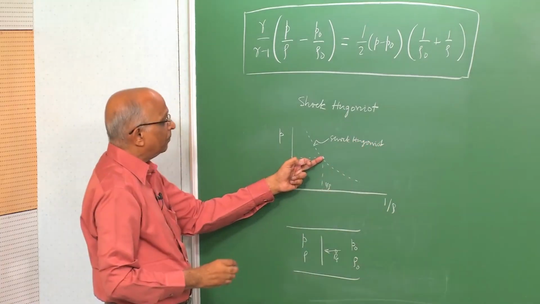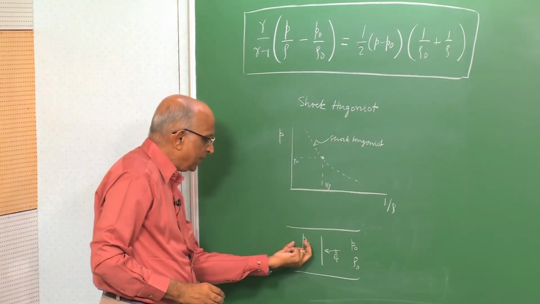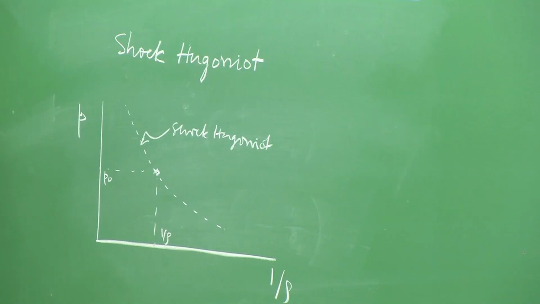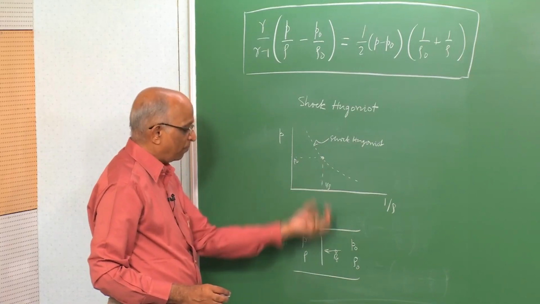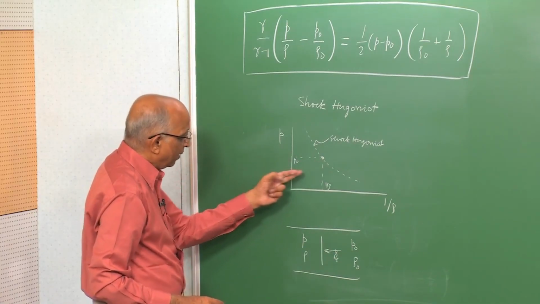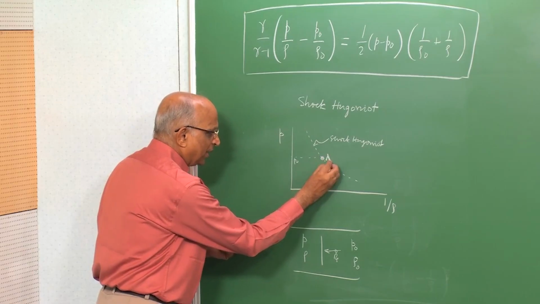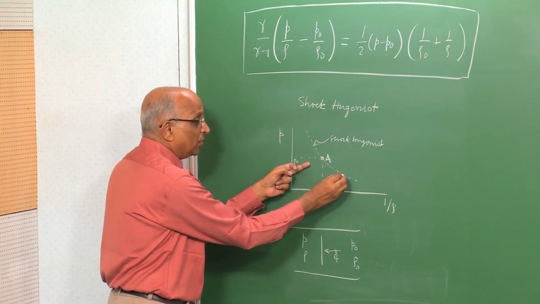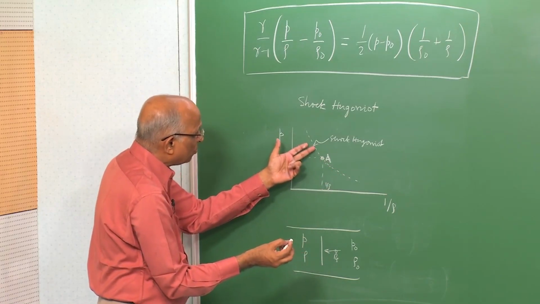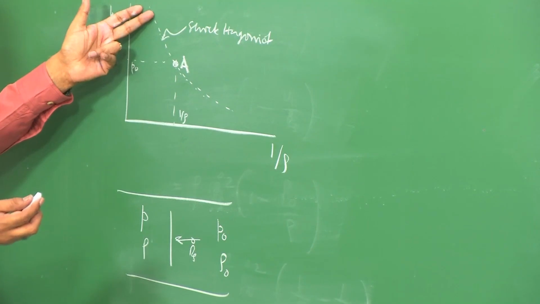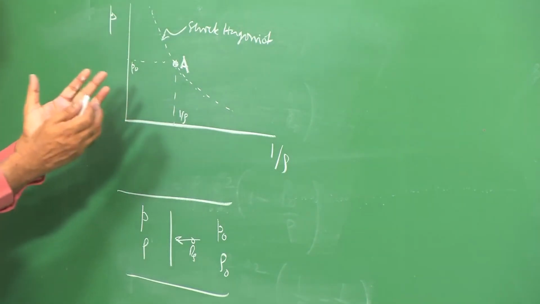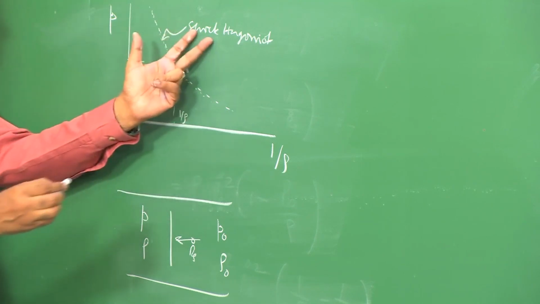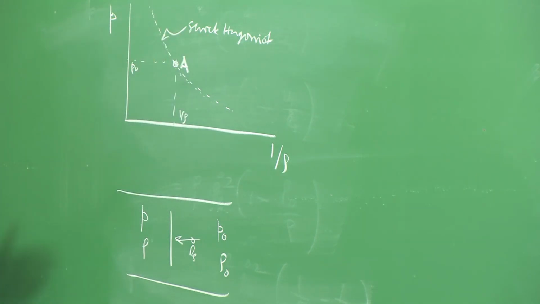The Hugoniot equation tells what are the properties behind the shock as a function of the properties ahead of the shock, that is pressure and density behind as a function of pressure and density ahead of it. And this is the initial point, let us call it A, and all these points are the properties corresponding to the shock. And why do you get such a multitude of properties? Well, we have not specified in this equation the velocity at which the shock is moving. Depending on the velocities, I could have a number of properties, and this is what we call a shock Hugoniot. Let us go further.